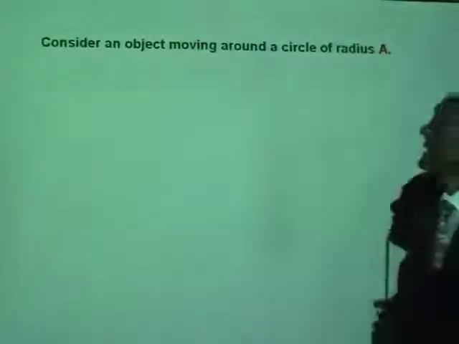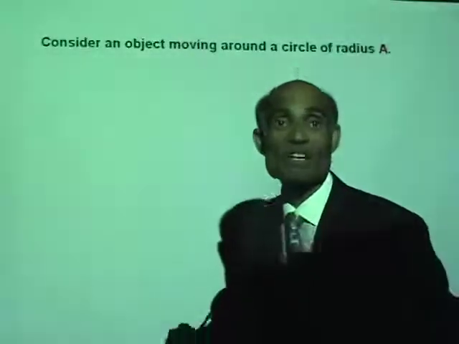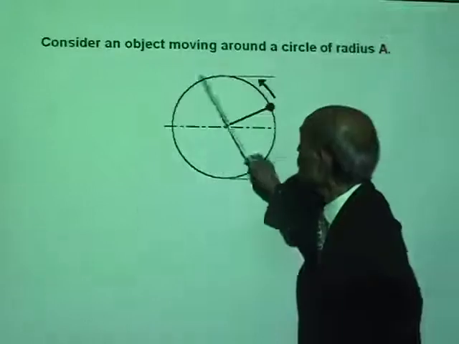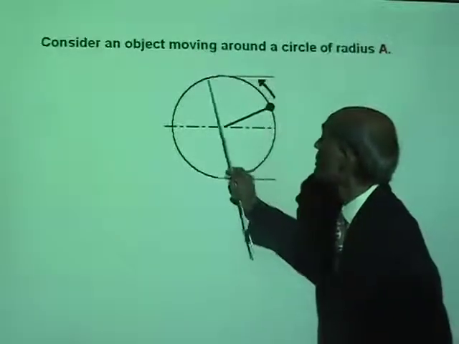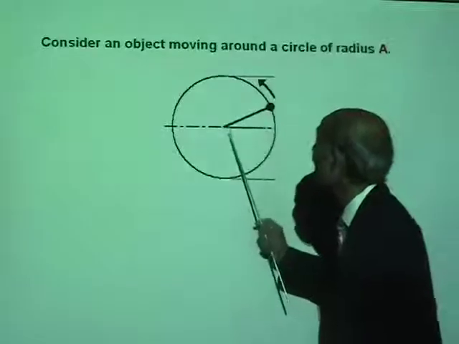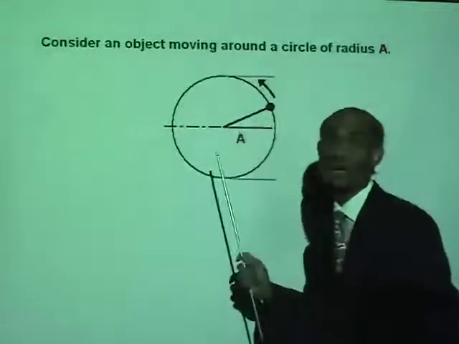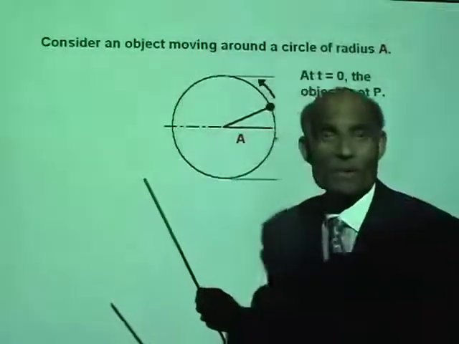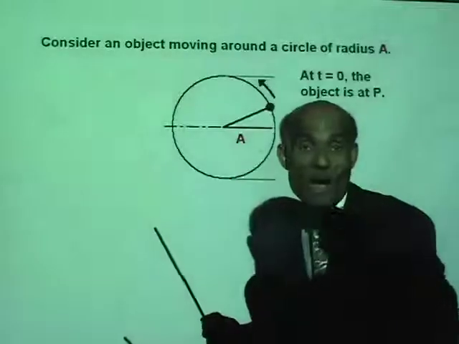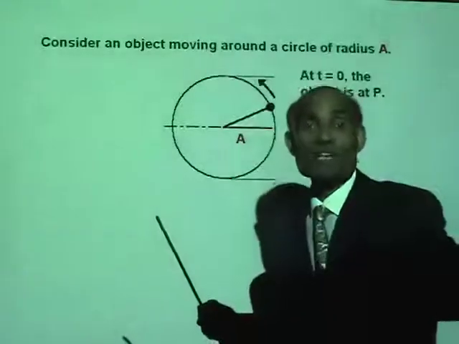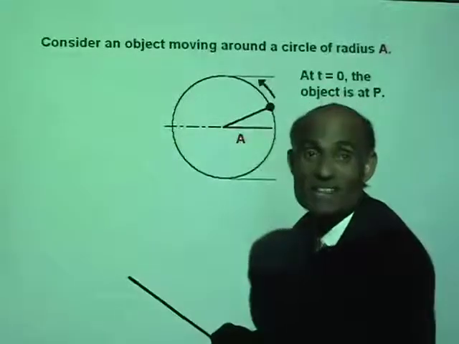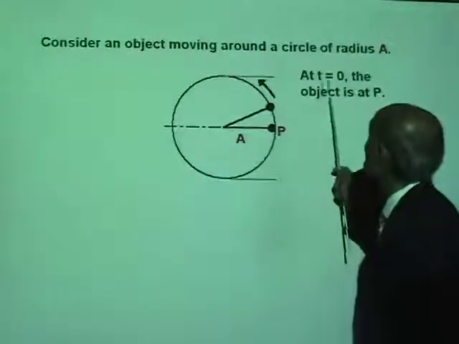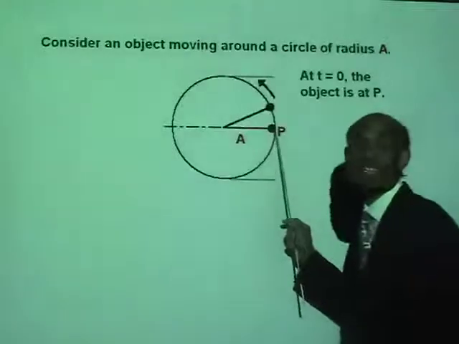Let's look at this. Consider an object moving around a circle of radius a. This is the circle, and this is the radius a. At t equal to 0, what does that mean? We are now going to observe the object after starting a clock. t equal to 0 means at the instant I started the clock, where is the object? The object is here at P.